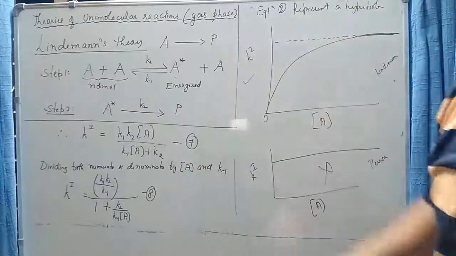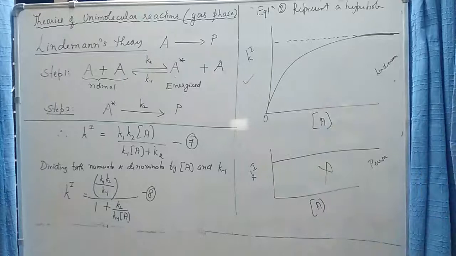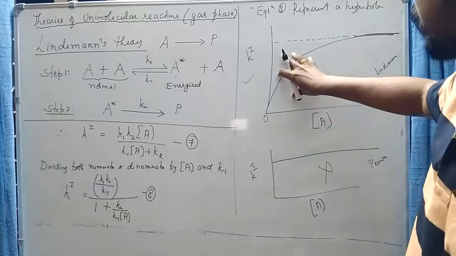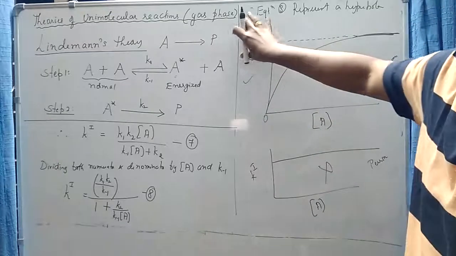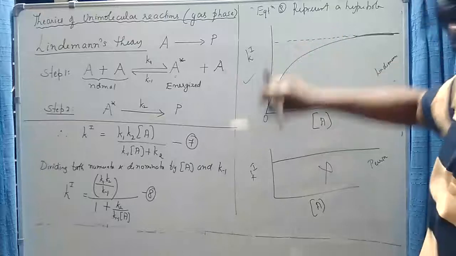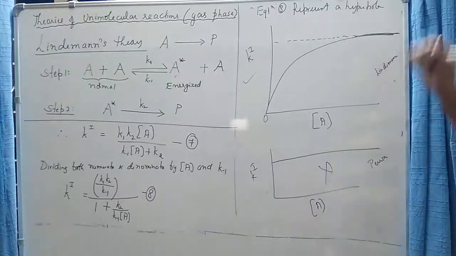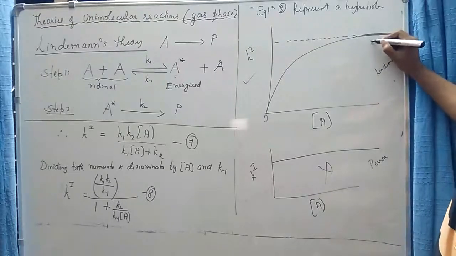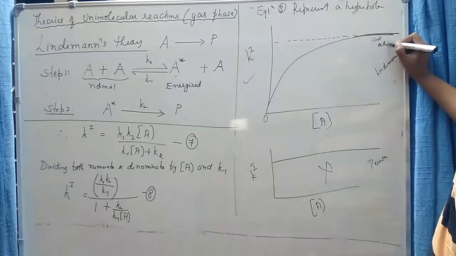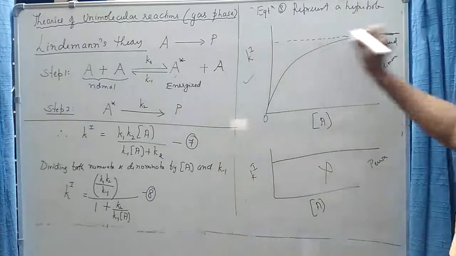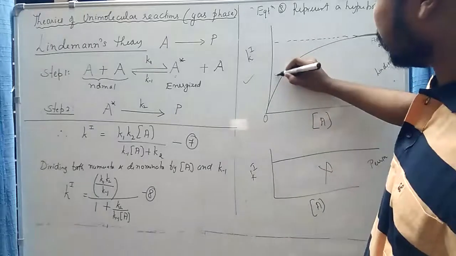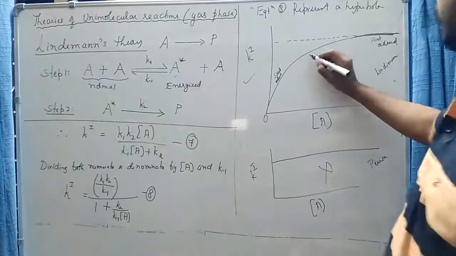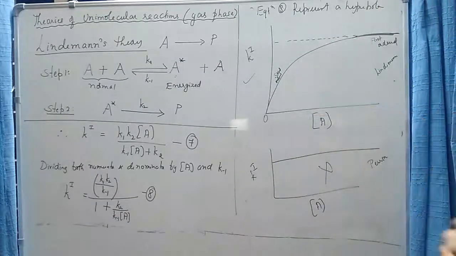Therefore, this K1 can be treated as a rate constant. In fact, it is a first order rate constant only at very high concentration. At very low concentration, it is not a constant, so the reaction does not follow first order kinetics there, and it does follow first order kinetics at very high concentration. In this region the reaction is first order because of the constant value of K1, whereas here it is second order, and in between it is somewhere between first order and second order.